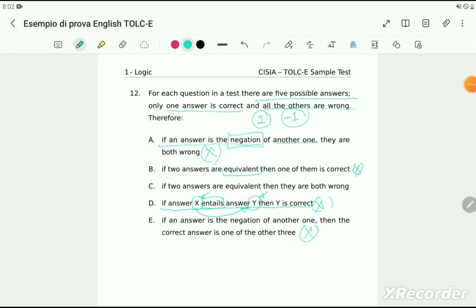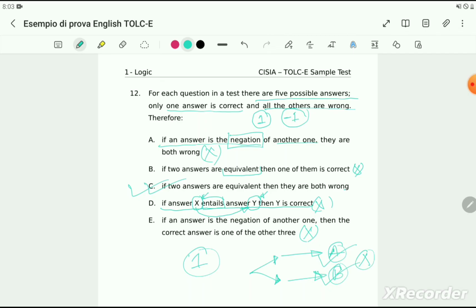So I believe this is the right answer. Why? Because in the statement it's given that the correct answer is 1, not more than 1. So if two answers are equivalent, meaning the meaning is equal, that means we cannot actually get two answers right, A or B. For example, we cannot get A and B right. That means this statement is wrong.